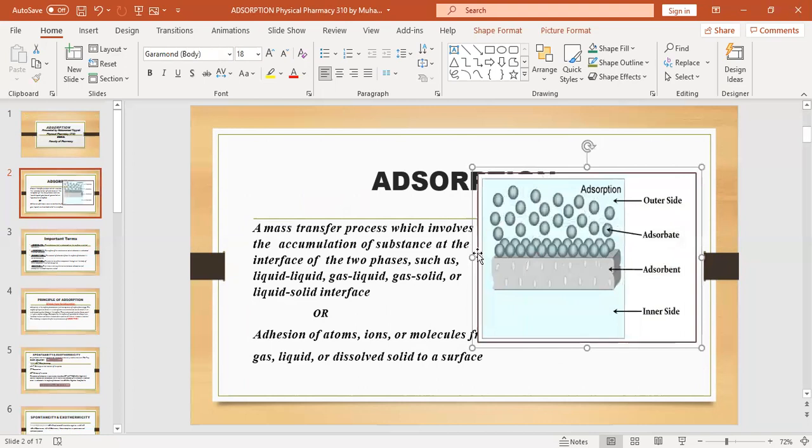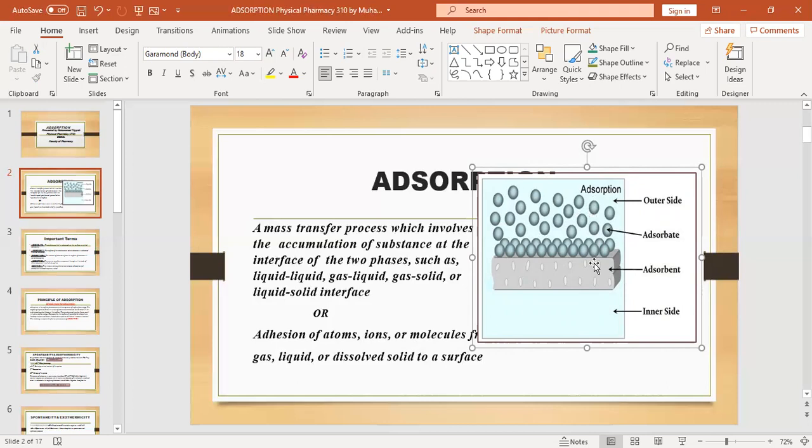There are a few terms in the diagram under the heading of adsorption. This is the outer side. This is the adsorbate, the substance which is going to be adsorbed. And this is the surface which is used for adsorption. The surface that is used for adsorption is called the adsorbent. This is the inner side of the solution. From the solution, we adsorb substances onto an adsorbent.